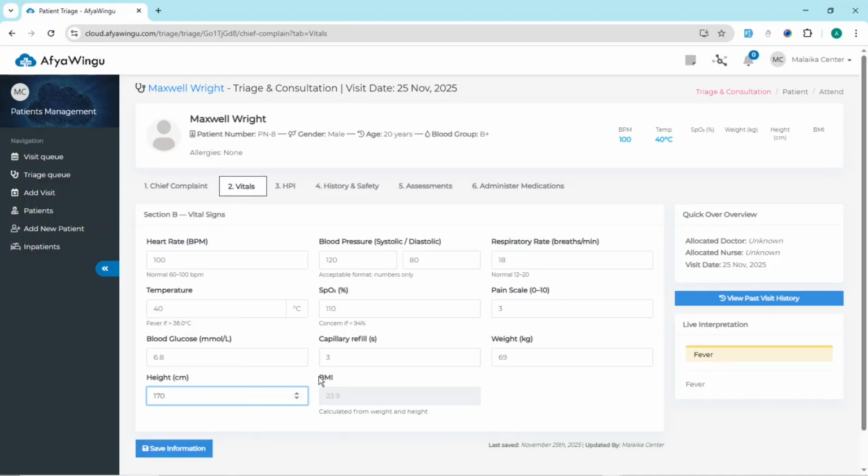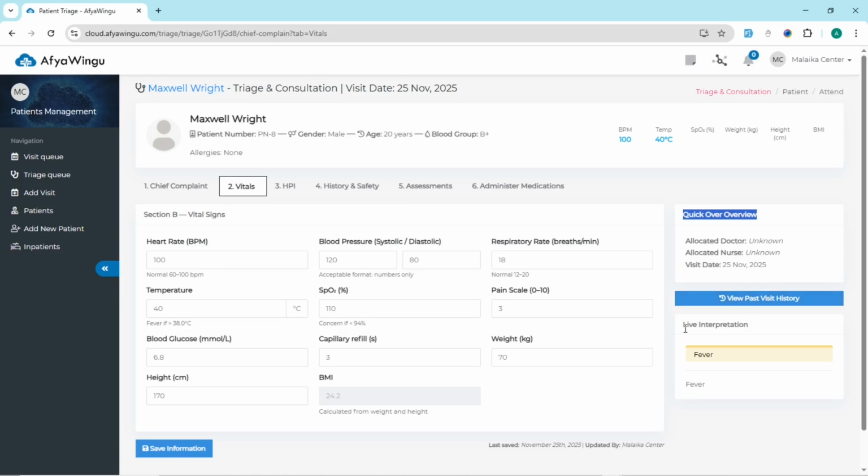11. BMI, body mass index. This is auto-calculated by the system using the weight and height you entered. Example output, 24.2 if weight equals 70 kilograms, height 1.7 meters. Interpretation: underweight, less than 18.5. Normal, 18.5 to 24.9. Overweight, 25 to 29.9. Obese, greater than or equal to 30. Tip: don't worry about entering this manually. The system does it for you.